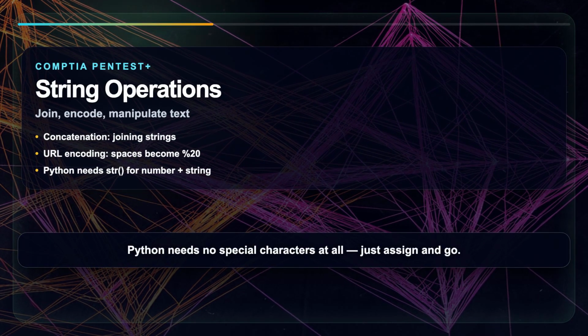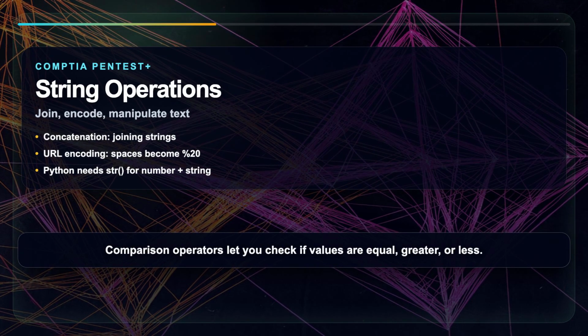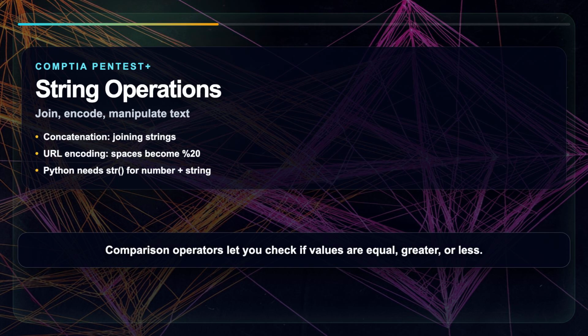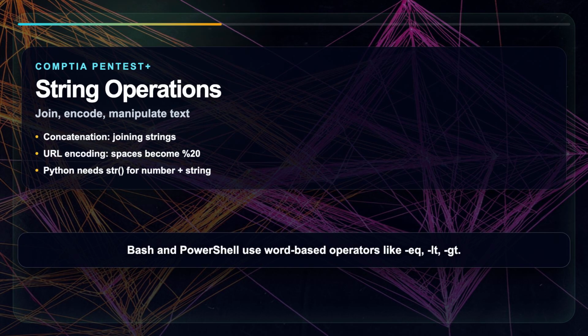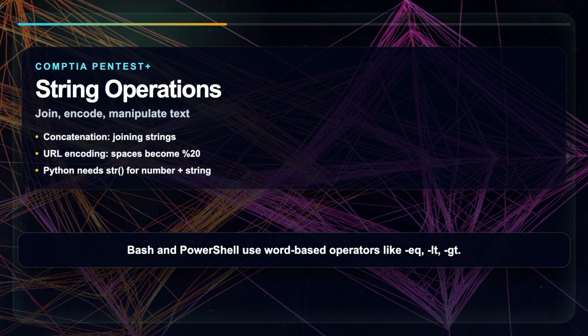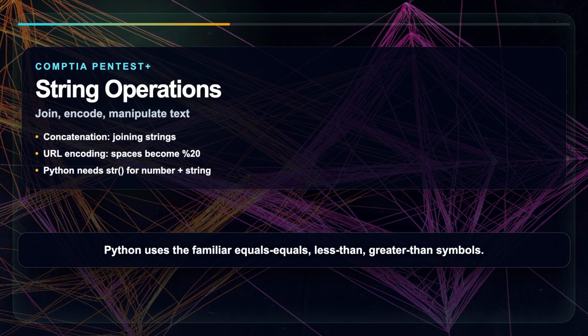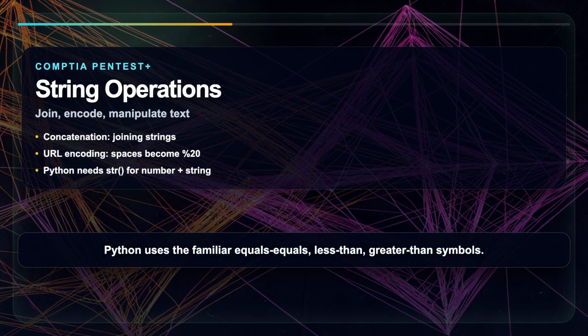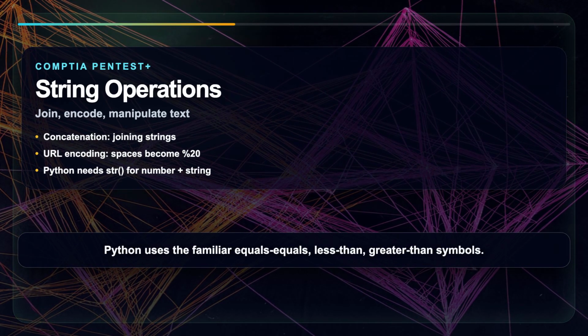Just assign and go. Comparison operators let you check if values are equal, greater, or less. Bash and PowerShell use word-based operators like -eq, -ne, -lt, -gt. Python uses the familiar double equals, less than, greater than symbols.